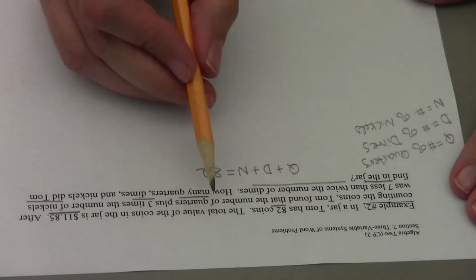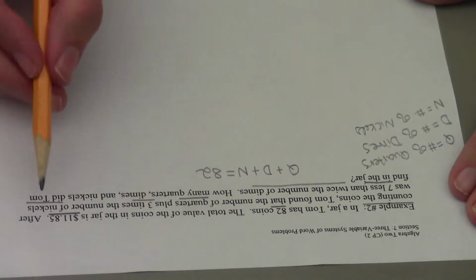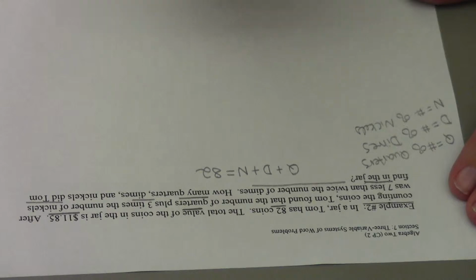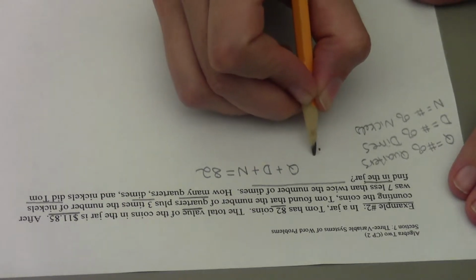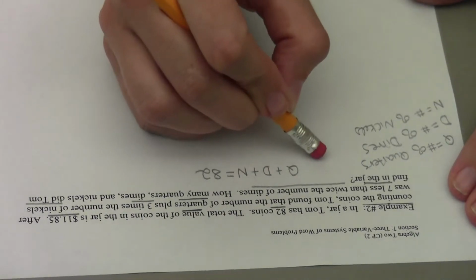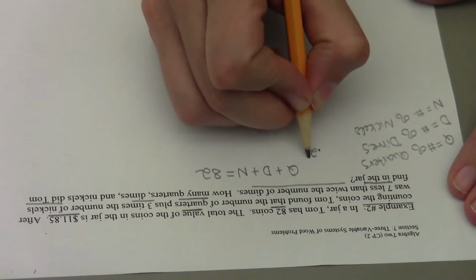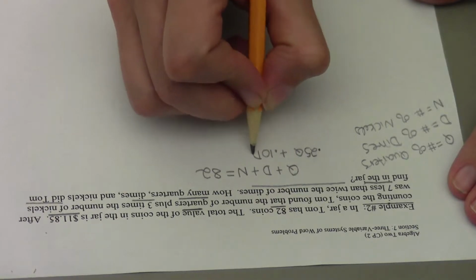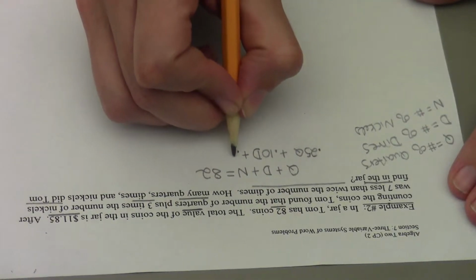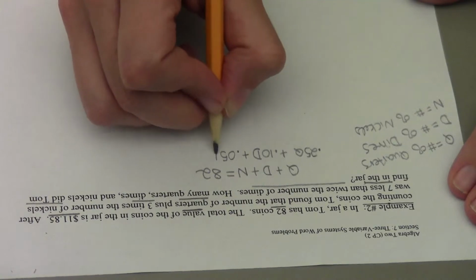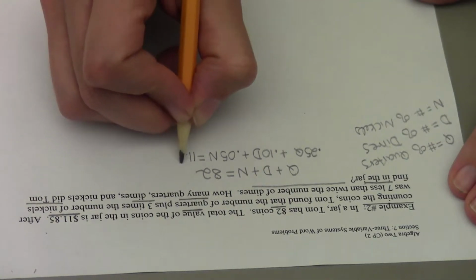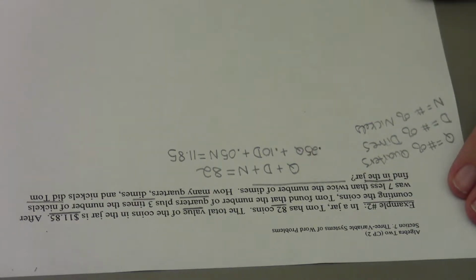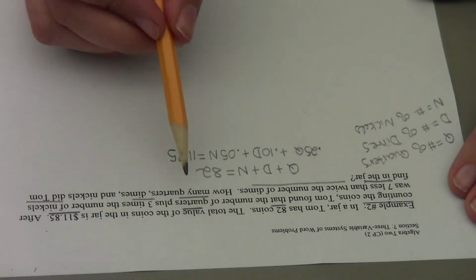Next equation, I'm going to want to use that second sentence. The total value of the coins in the jar is $11.85. So my key word there is value. I'm going to add value. So I'm going to say the value of a quarter, 0.25Q, plus the value of my dimes, 0.10D, plus the value of my nickels, 0.05N, is equal to the value of those coins, $11.85.